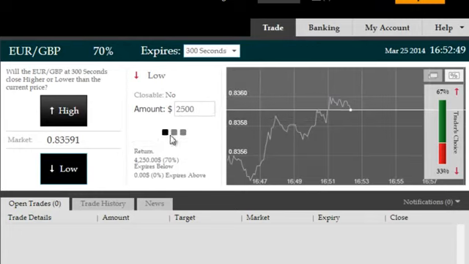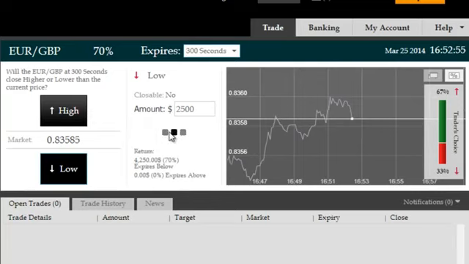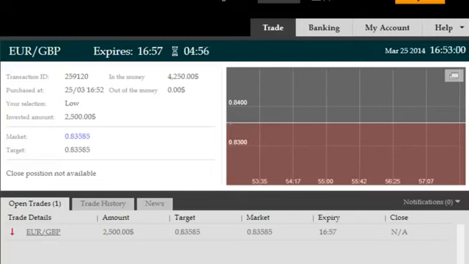Euro GBP going short here. $2,500 invested in a low 5-minute binary option. Oops, price has changed. Let's go back in there. That usually happens when there's a big fluctuation real quick when we miss the price. So we're in the trade now.